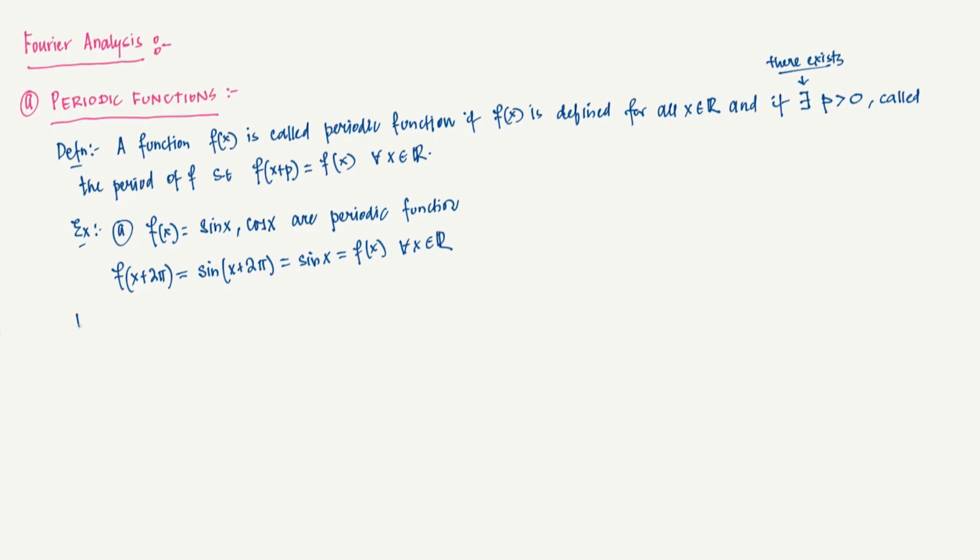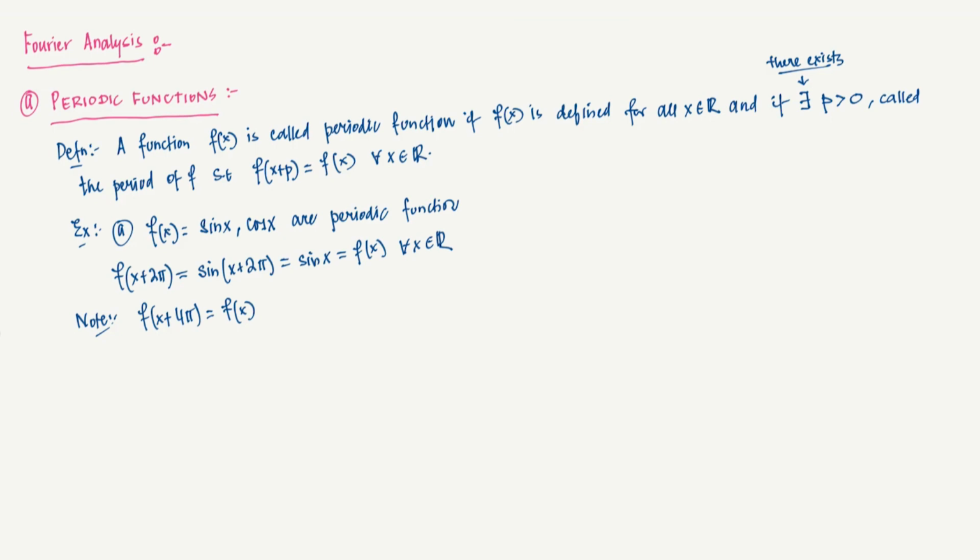So you see, sine x is a periodic function, and similarly you can also show cosine is a periodic function. Now note, if I am doing x plus 4 pi, then also I will end up with sine of x, which will be f of x. So in this case 2 pi is a period, and 4 pi is also a period. So what's going on here? Nothing is going on.